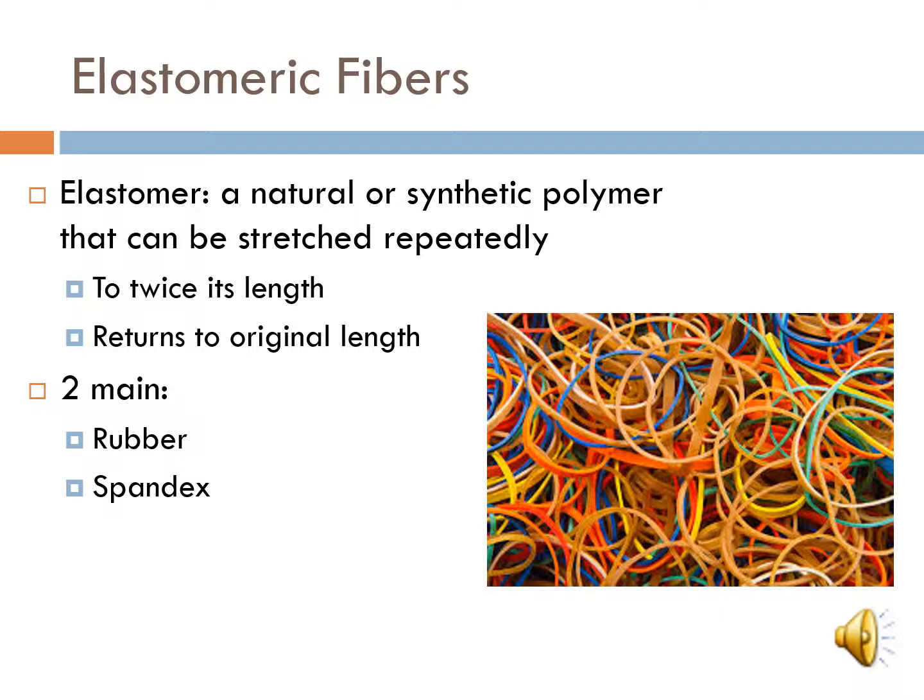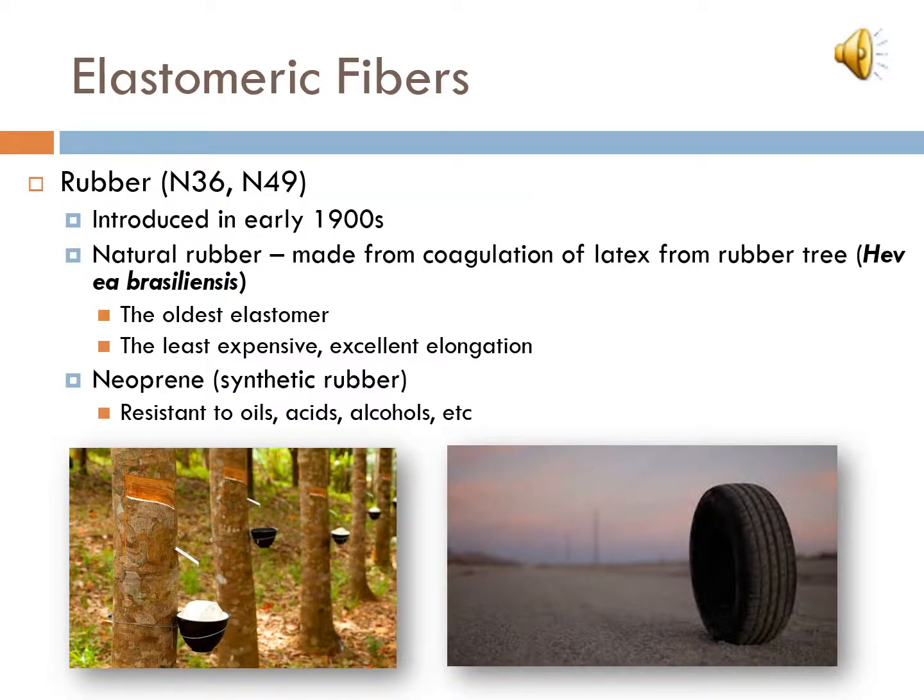The two main fibers that fall under this umbrella are rubber and spandex, so we're going to look at each of those individually. The first type of elastomeric fiber we're going to look at is rubber. Obviously rubber is something you've had exposure to most of your life, but if you didn't know, there are actually two ways in which we get rubber. Rubber does naturally occur in the environment, and so what we do is take the latex from the rubber tree and coagulate it in order to make rubber as we know it, which can be used in products.